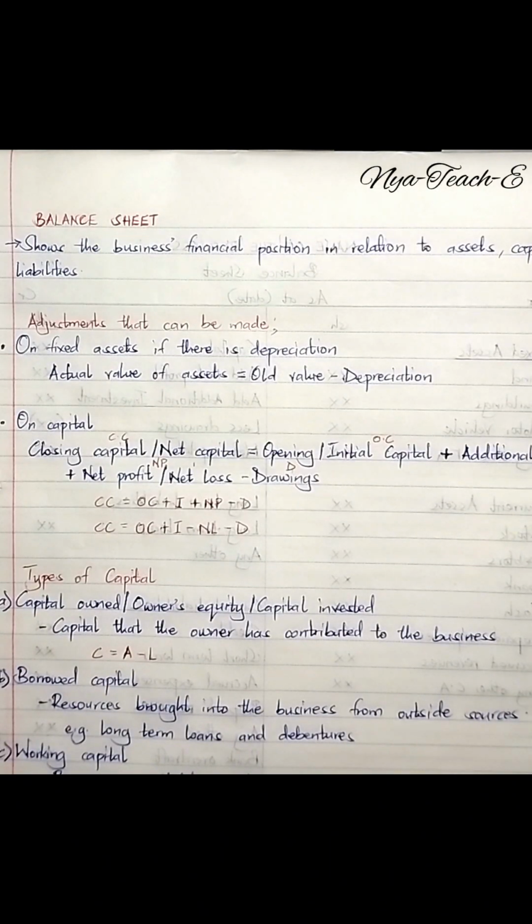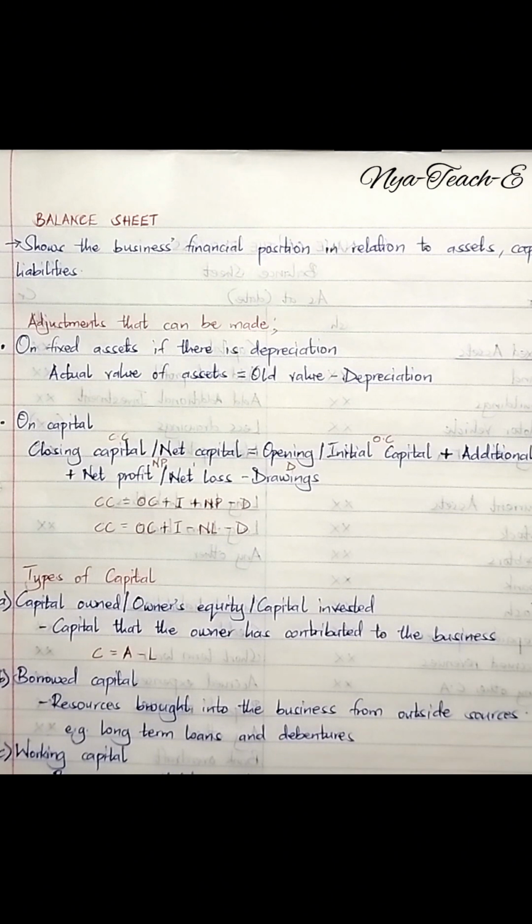In this lesson, we look at the balance sheet, which is also a financial statement. What is the balance sheet? The balance sheet is usually drawn using the T format, which we will look at, and it shows a business's financial position in relation to assets, capital, and liabilities. What do we mean? When we draw the balance sheet, we will look at what the business has as assets, also what has been put in as capital, and the liabilities of this particular business.